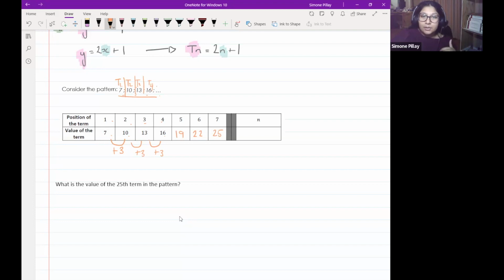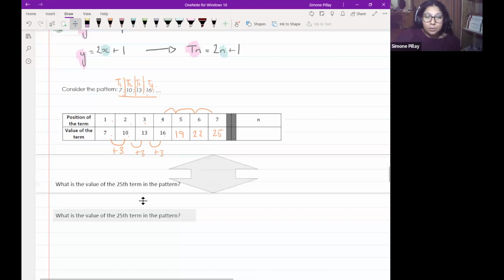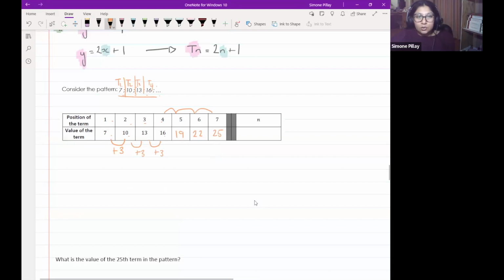Because my term numbers were just going up by one. You know, we were just going from one term to the next. And that's what this plus 3 gives me. It tells me how to go from one term to the next term. But now to get my 25th term, can I go from the 7th term to the 25th term? No, that's not going from one term to the next term. That is jumping a whole lot of term numbers. So what I want to do is find an algebraic rule. And let's do that super quickly.